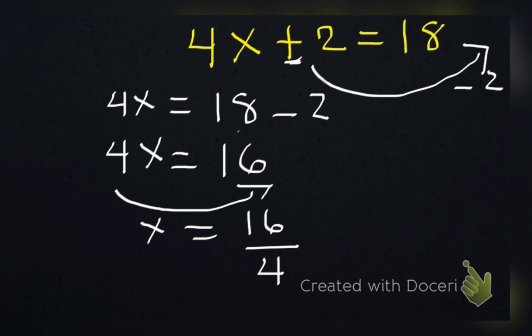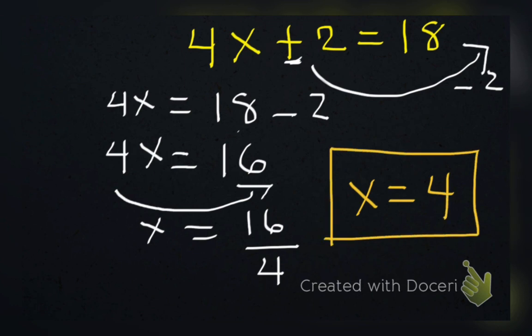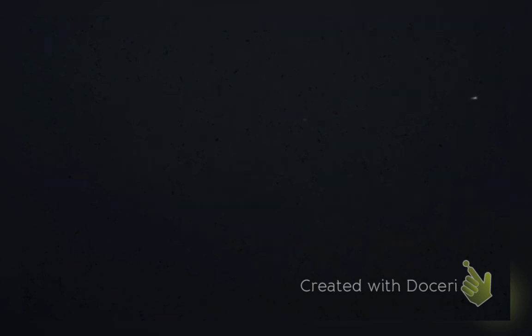Now, then again, we find our x. X equals 4. No need to keep looking for x. There it goes. We have our x. Now, let's move on to the next example.